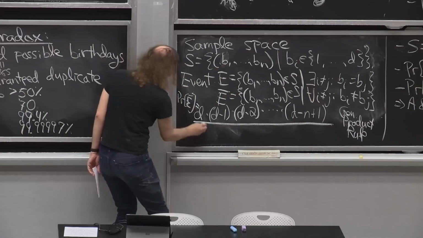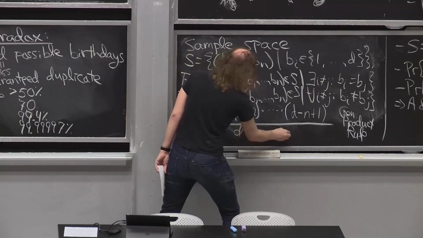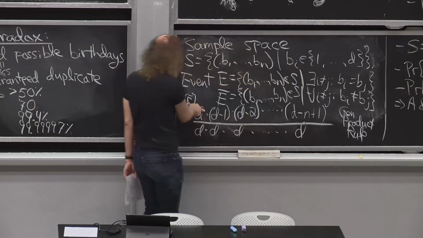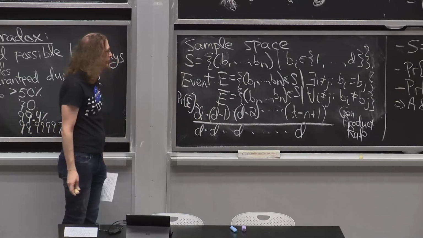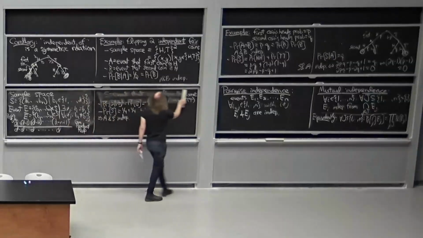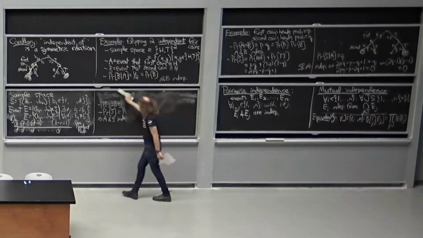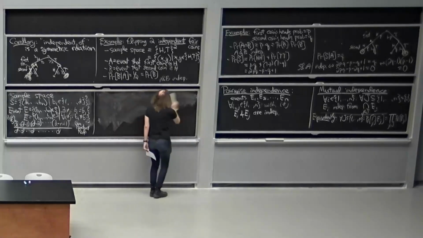So I'm going to write that as d times d times d times d. There's exactly n terms upstairs, and there's also n terms downstairs. OK? So now I have this crazy ratio between two products. I just need to compute it. Okay, this is a bit annoying.